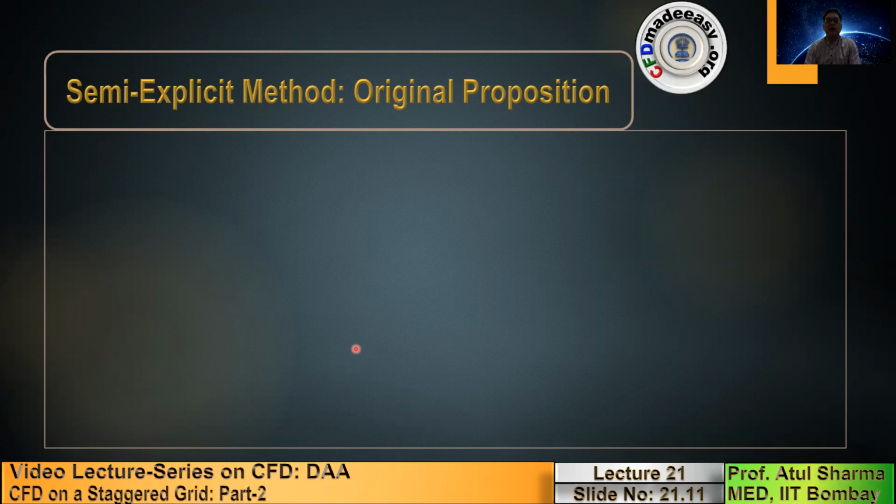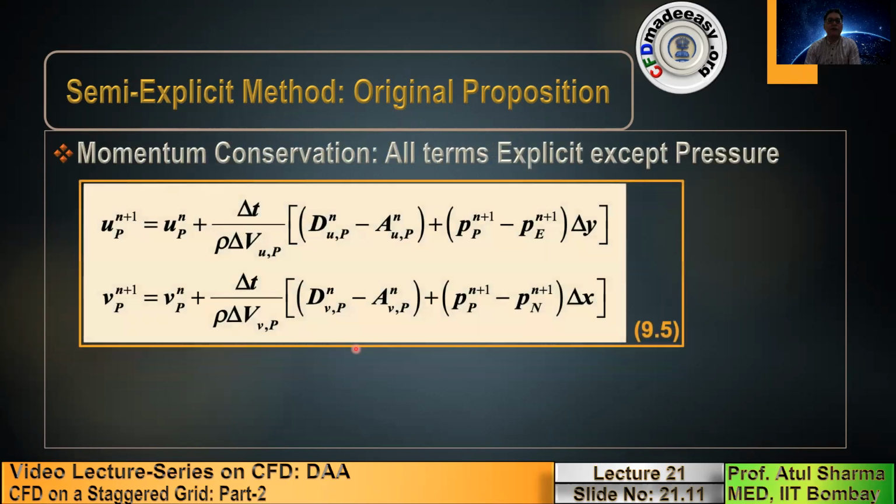Our true value is the value corresponding to the new time step, that is n plus 1. The predicted values are presented here by a symbol star. The corrections are presented here by prime. So this is like Z. Z is the original proposition. So in the original proposition, we consider in a semi-explicit method pressure as implicit. So all terms explicit except pressure.